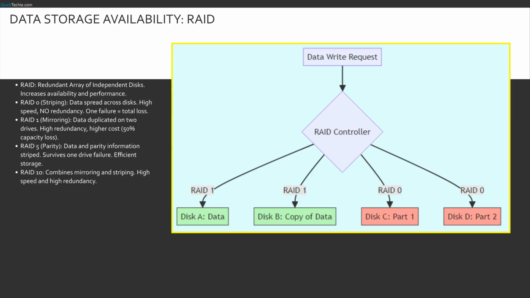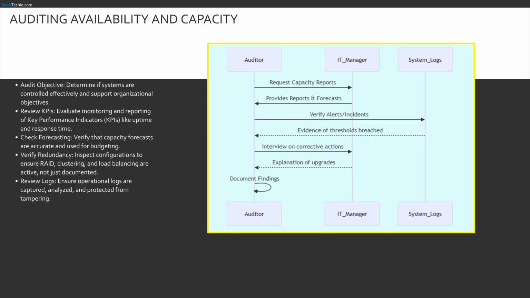Here we compare RAID 1 and RAID 0. On the left, green. RAID 1 writes the full data to disk A and a full copy to disk B. If A fails, B works. On the right, red. RAID 0 splits the data. Part 1 goes to disk C, Part 2 to disk D. If disk C fails, you only have half the file, which is useless. The diagram visually proves why RAID 1 is redundant and RAID 0 is not.